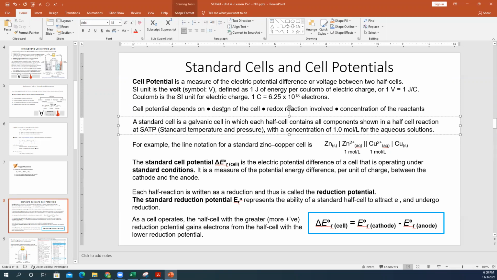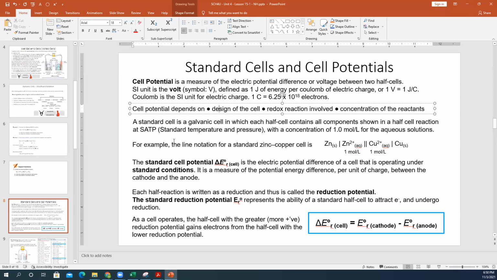Now, cell potential depends on a few things. It depends on the design of the cell. It depends on the redox reactions that are involved. And it also depends on the concentration of the reactants. A standard cell is referred to as a galvanic cell in which each of the half cells contain all the components shown in a half cell reaction at standard temperature and pressure. So SATP stands for standard temperature and pressure, with a concentration of 1 mole per liter for the aqueous solution.